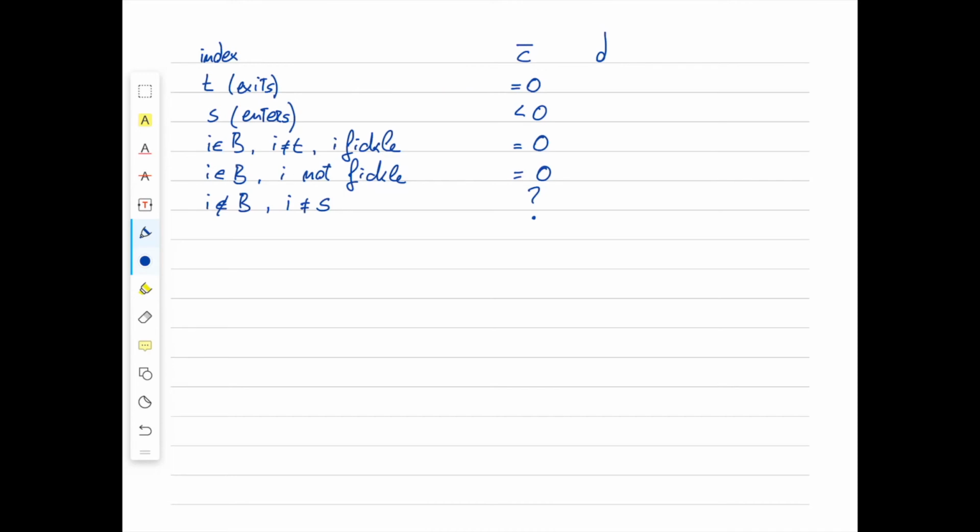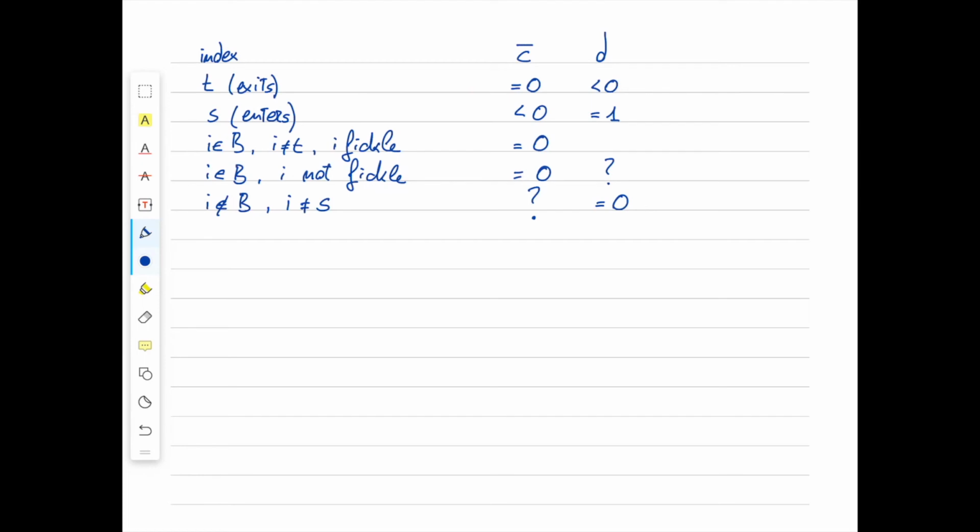Next, let's discuss the direction vector d. Since t is chosen to exit the basis, we know that the component d_t is strictly negative. And since S enters the basis, this component is equal to 1. Then all the other non-basic components are equal to 0. For the basic variables which are not fickle, I don't care, so I'm just going to put a question mark because we're not going to need it later.